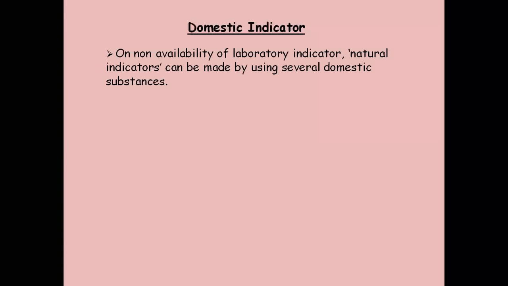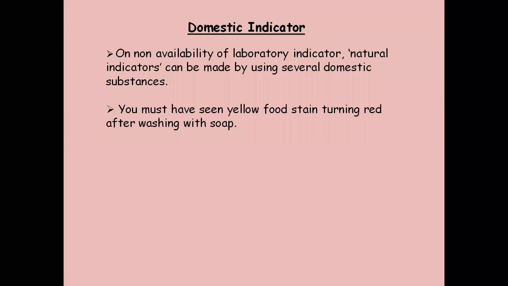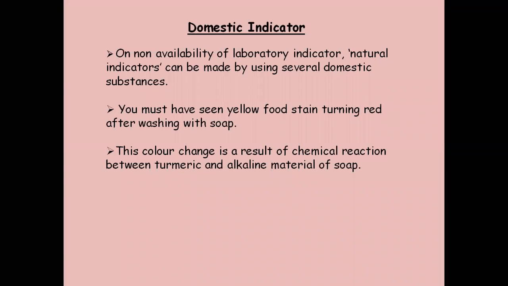Talking about these indicators, let us see what a domestic indicator means. Non-availability of laboratory indicators like phenolphthalein, methyl orange, methyl red. If I don't have these indicators handy, I make use of natural indicators, using several domestic items. We all have discussed the turmeric changing color, isn't it? We have seen that a yellow turmeric stain on cloth turns red after washing with soap. This color change is a result of the chemical reaction between turmeric and the alkaline material of the soap.